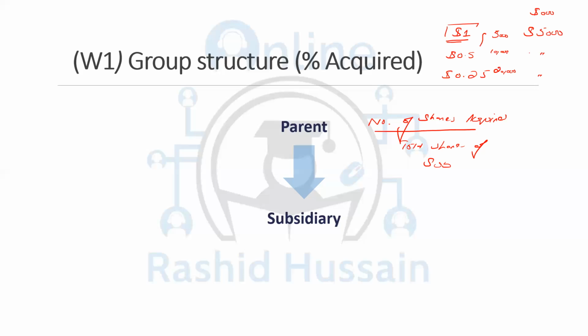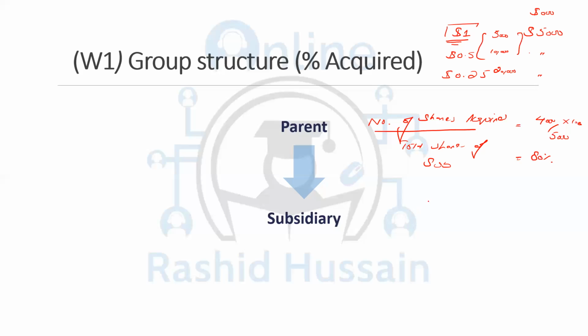So you need to take care of this point. You need to see the par value before you decide how many shares there are in total. Let's assume 4,000 shares have been acquired by the parent in the subsidiary. The total number of shares of the subsidiary is 5,000. So 4,000 divided by 5,000 multiplied by 100 gives you 80%. The parent has acquired an 80% holding in the subsidiary. In this way, you can compute how much percentage the parent has acquired in the subsidiary.